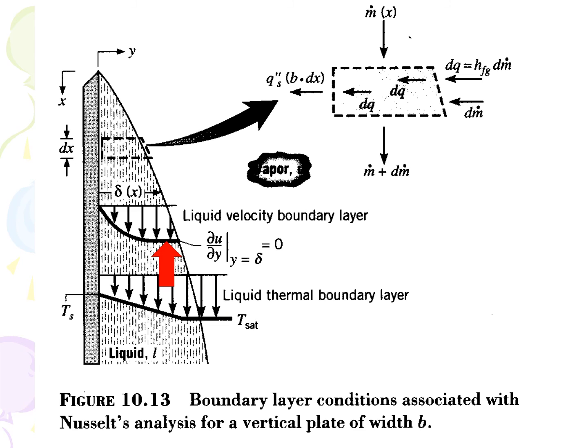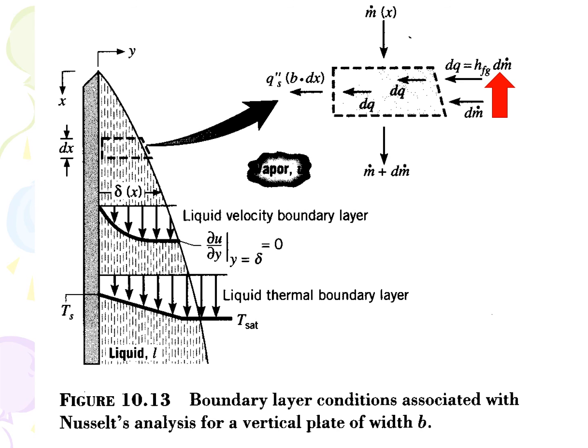Consider the differential height increment dx. A flow rate of m dot enters at the top. This is joined by a small flow rate dm dot, that condenses from the vapor. The total mass flows out the bottom. Note that dm dot is equal to the small amount of latent heat, dq, that is emitted from the condensing vapor, divided by hfg.